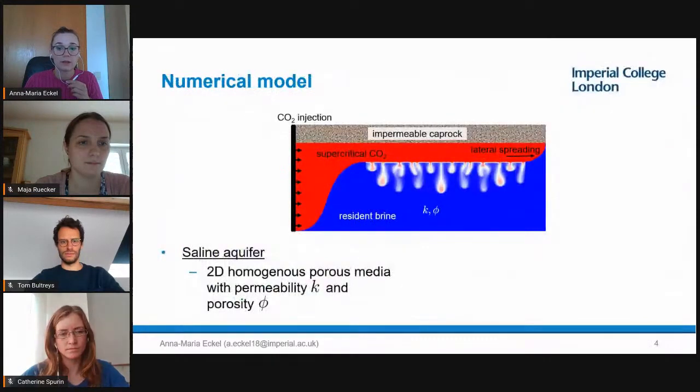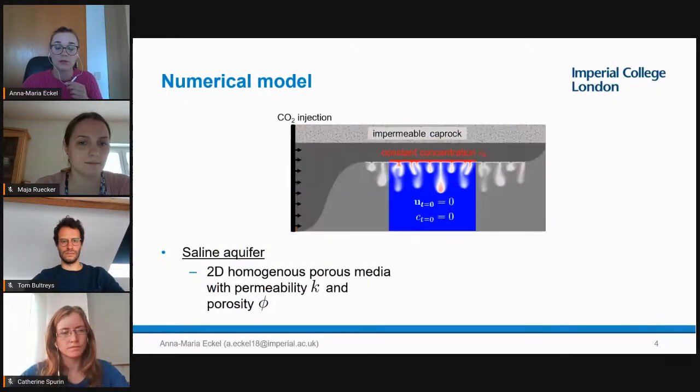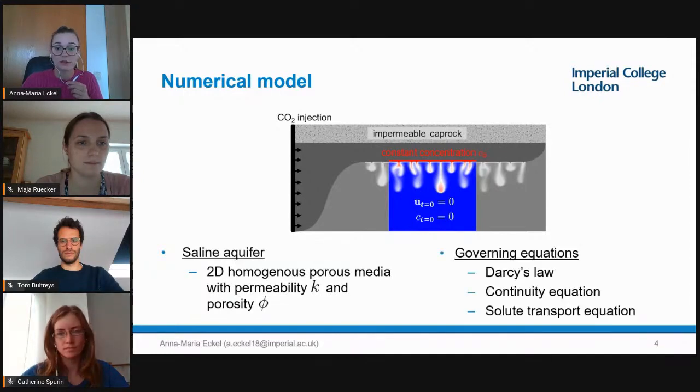In the numerical model, the saline aquifer is represented by a two-dimensional porous medium, and we reduce the domain of interest and impose a constant concentration at the top boundary. Initially, the fluid is motionless and no solute is present. The governing equations are Darcy's law, the continuity equation, and the solute transport equation.